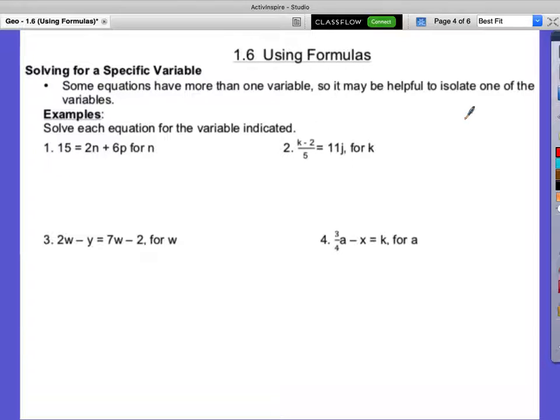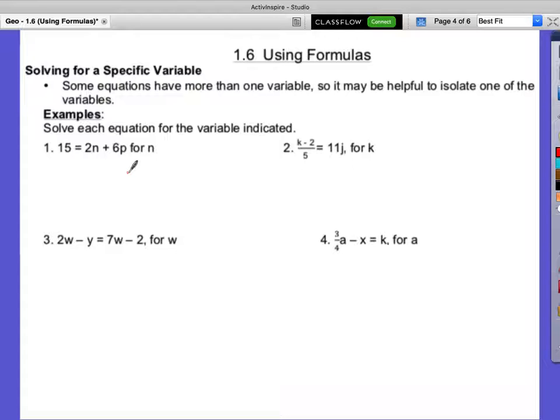So for example, number 1, 15 equals 2n plus 6p, for n. It says solve each equation for the variable indicated. We have this equation, 15 equals 2n plus 6p. We're trying to get n by itself, okay? You'd be like, Mr. Costa, this seems a lot like algebra. Because it is. But it's something we use a lot in geometry, and so we're building up and getting prepared to use this later in geometry, okay? So the equation 15 equals 2n plus 6p, we're solving for n.